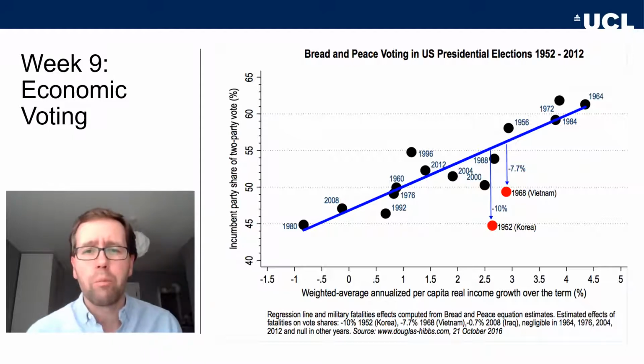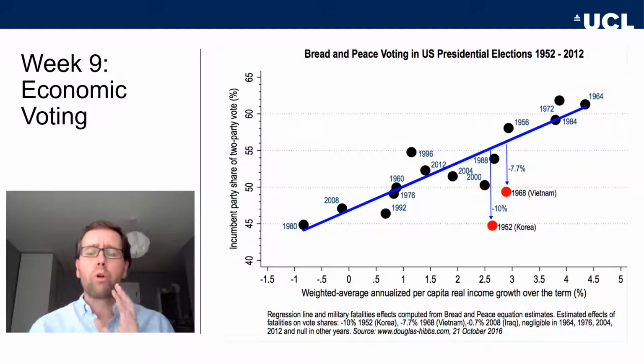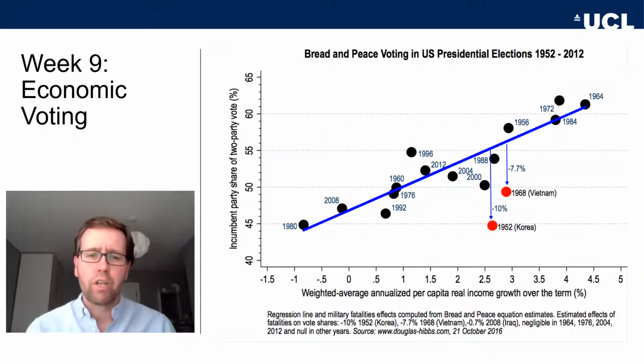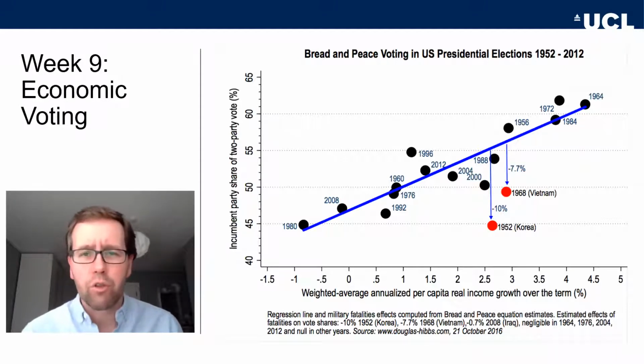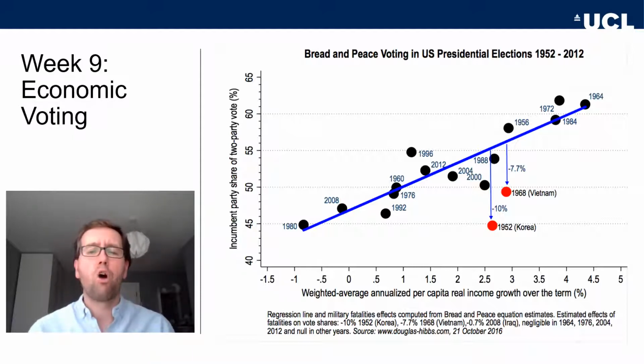So you should all be familiar by now with the basic logic of these regression models, etc. What do we have here on the x-axis? Well, on the x-axis, we have basically the weighted average annualized per capita real income growth. So this is a measure of per capita income growth. So how much better are people off in terms of average incomes over the term, over the years preceding the election.